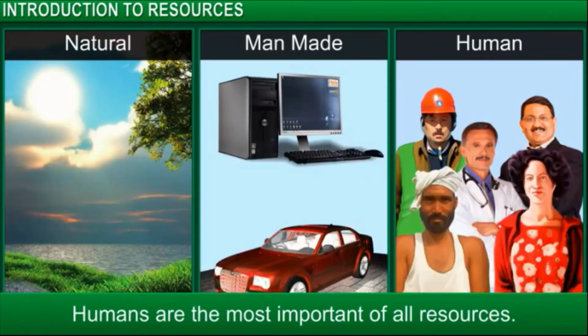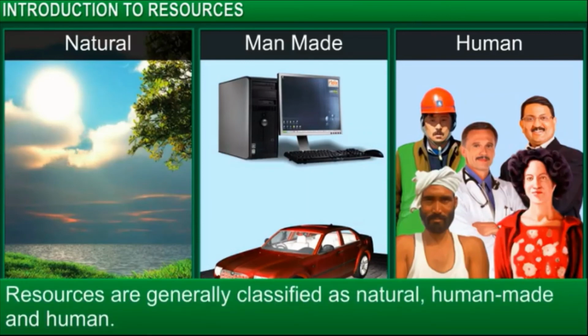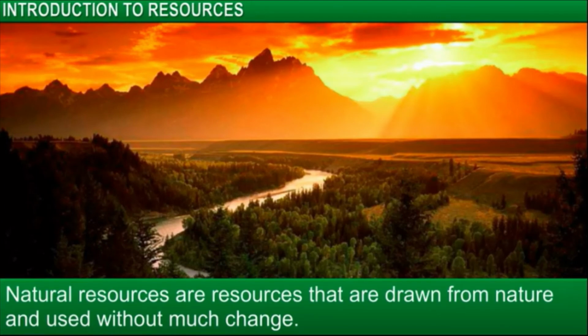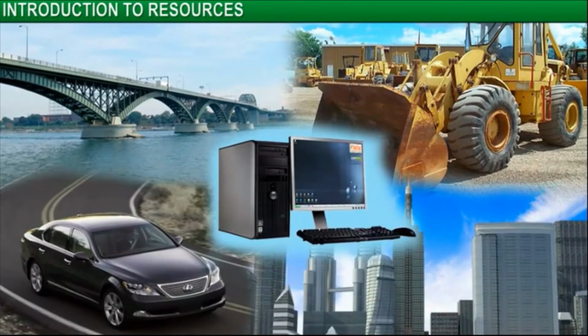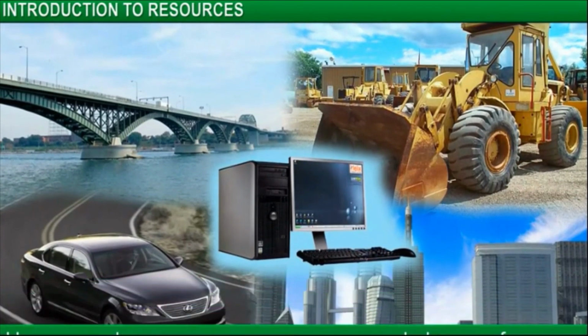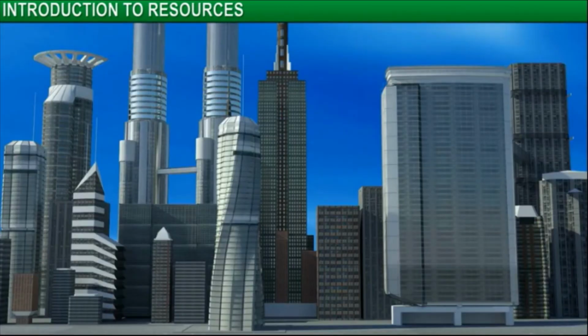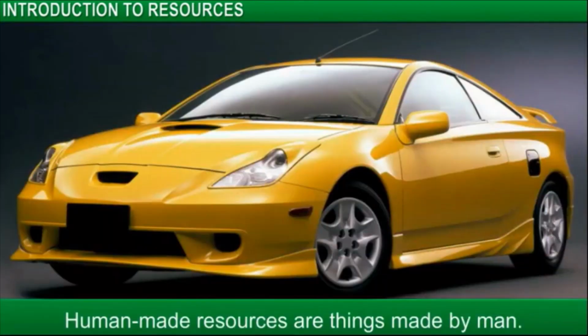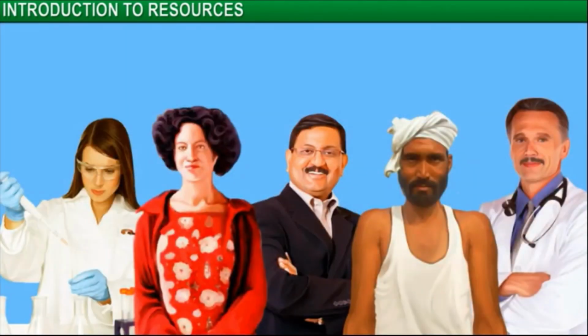Resources are generally classified as natural, human-made, and human. Natural resources are resources that are drawn from nature and used without much change. Human-made resources are resources made by man from other resources. For example, buildings, bridges, roads, machinery, and vehicles. Human resources are the people who, with their knowledge, skill, and technology, make the best use of nature to create more resources.